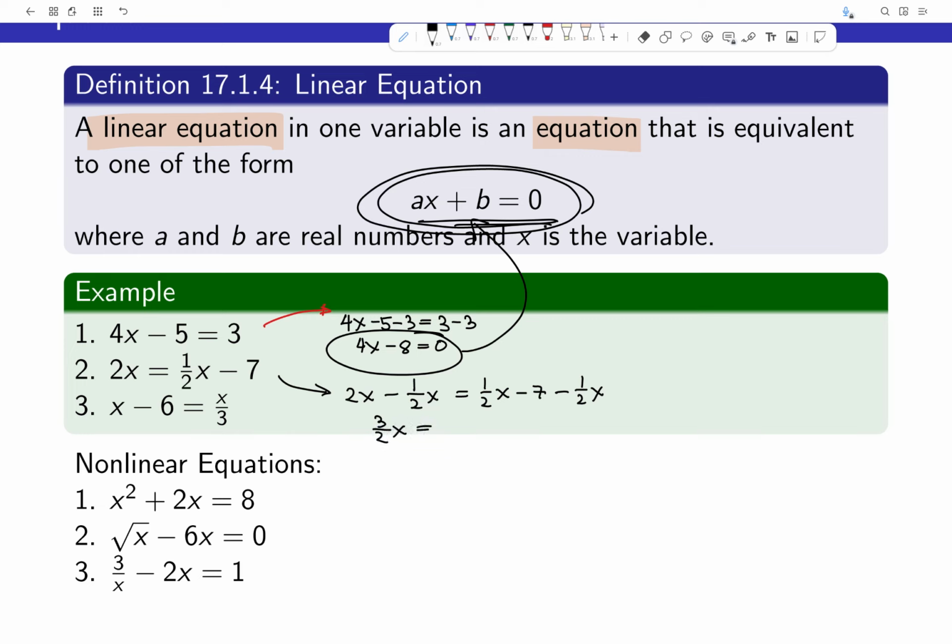On the other side, 1/2 x minus 1/2 x is 0, so that's 0x. You just cancel this out, and we are left with negative 7.